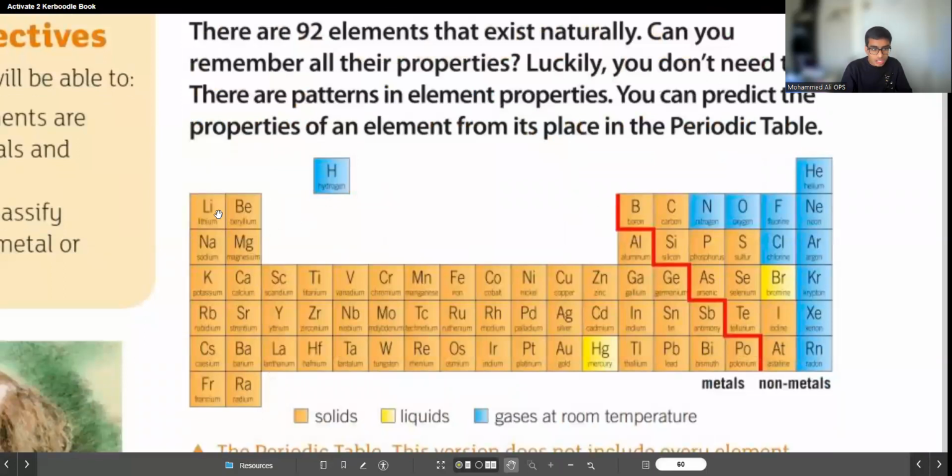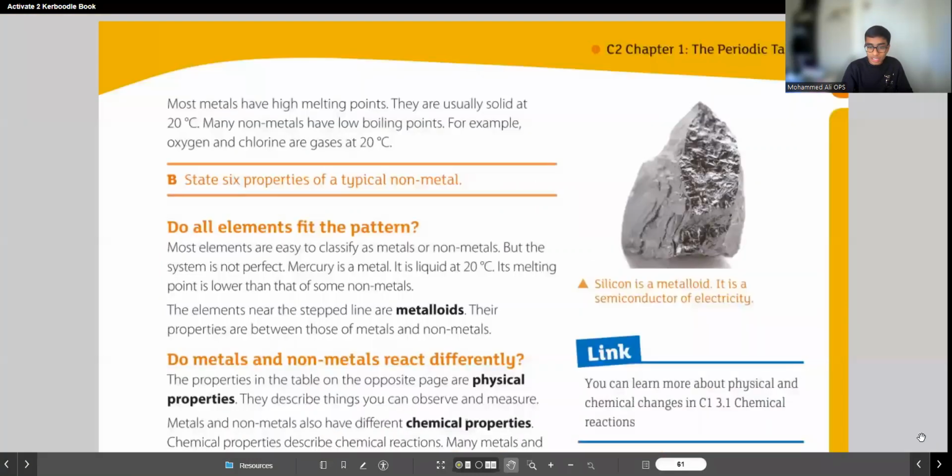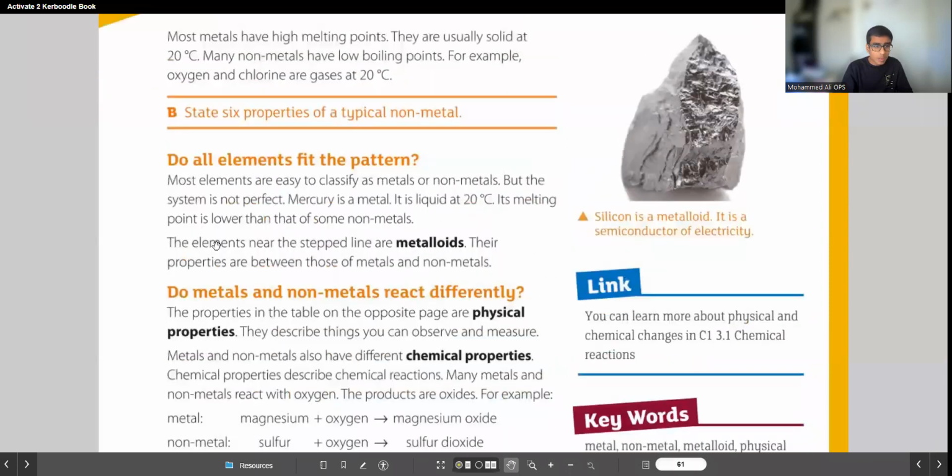So as you can see, from lithium to aluminium are going to be the metals, and the step line, the red line over here, anything to the right of it is going to be non-metals, and anything near it is going to be metalloids. And their properties are between those of the metals and non-metals. So metalloids' properties are between those of the metals and non-metals.